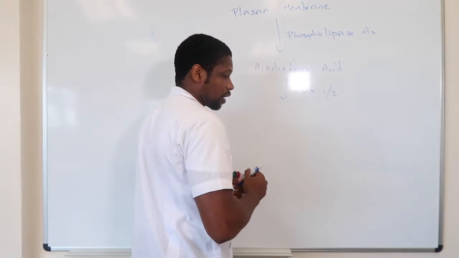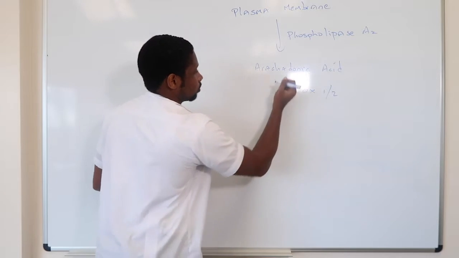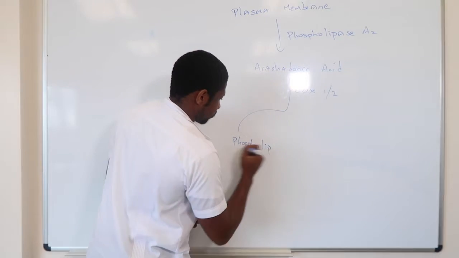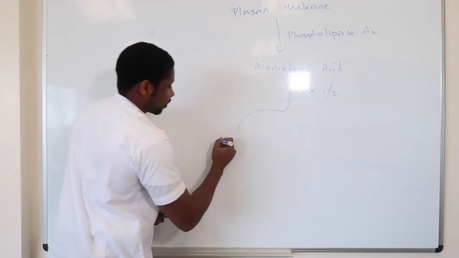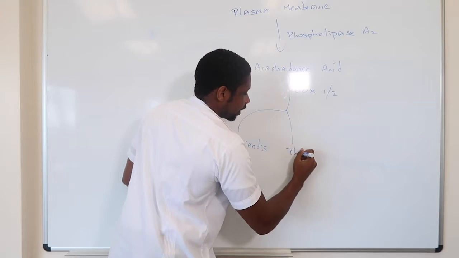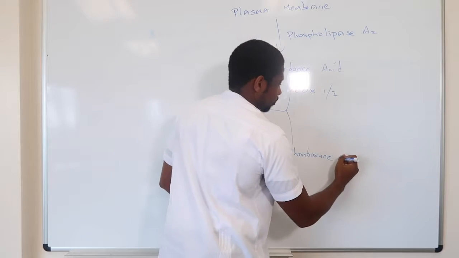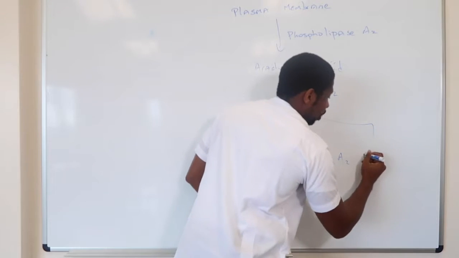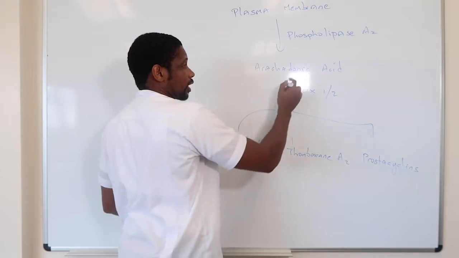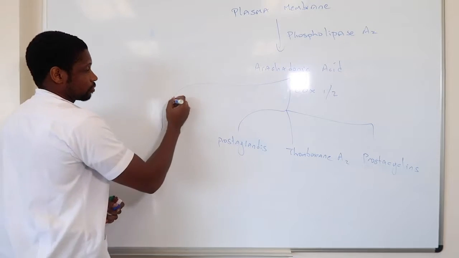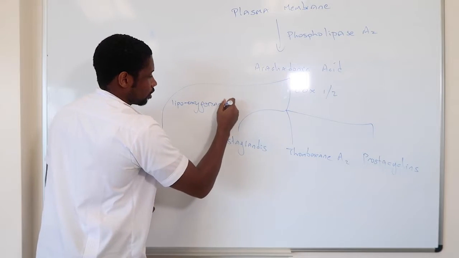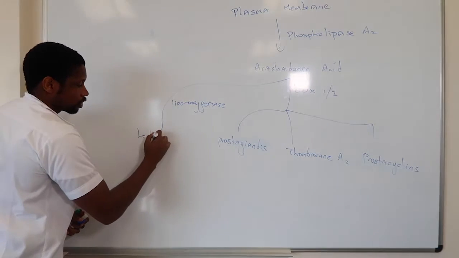With the cyclooxygenase, we are now going to be responsible for producing, let me write another way, our phospholipids. No, sorry, not phospholipids. We're responsible for making our prostaglandins, our thromboxane A2, as well as our prostacyclins. We also have another enzyme that's going to be working on this, which is, of course, going to be our lipoxygenase, which is, of course, going to be responsible for making our leukotrienes.